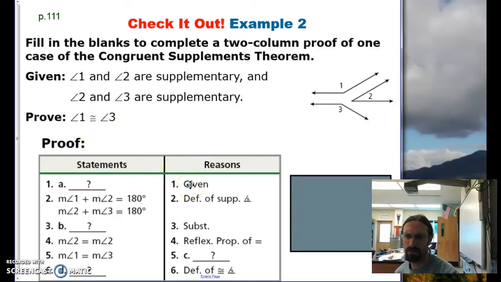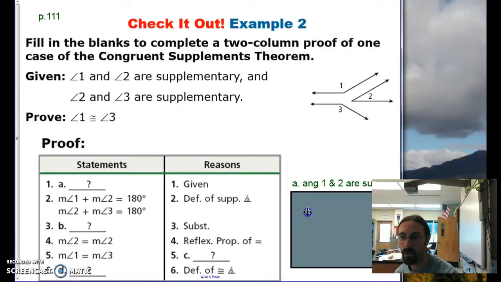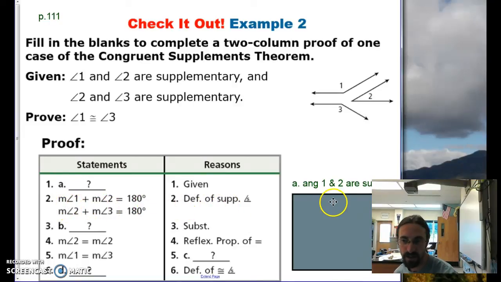Well, reason 1 given, let's start with what is your given information, right? Angle 1 and 2 are supplementary. The next step, definition of supplementary angles. So we are defining. I should also have angles 2 and 3 are supplementary up here. So now we're saying, hey, by the definition of supplementary angles, they both add up to 180. So what does that mean? Now we're going to substitute 180 for angle 2 and 3.